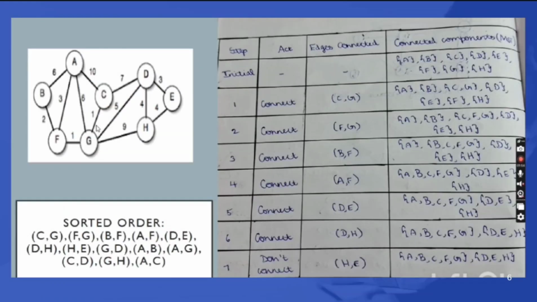Let's look at the table. The first column is the step, the second one is the action that is performed. Next come the edges connected and then the connected components in the minimum spanning tree. Initially, there is no action and no edges connected, and these are the components, that is, each of these nodes or vertices present individually.